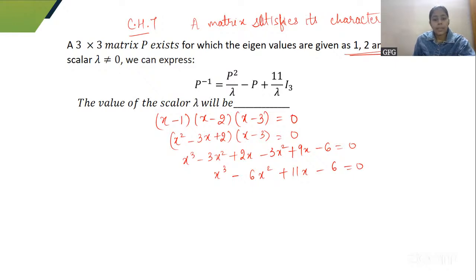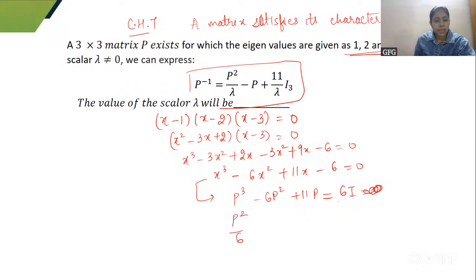Right? Now I can replace x with P because I know that a matrix satisfies its characteristic equation: P cube minus 6P square plus 11P minus 6I equals to 0. Now I can convert this into this format. Let's take this 6I to the right hand side. It would become this. Now take 6 to the denominator and multiply left hand side and right hand side by P inverse. Right? What would it become? P square by 6 minus P plus 11 by 6 I equals to P inverse. Now on comparison, you can say that lambda is equals to 6.